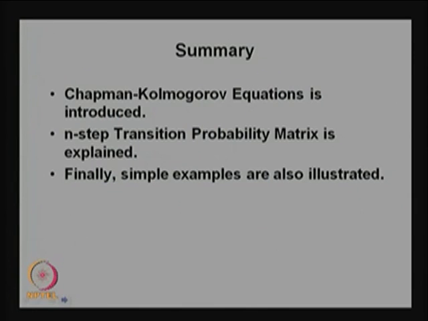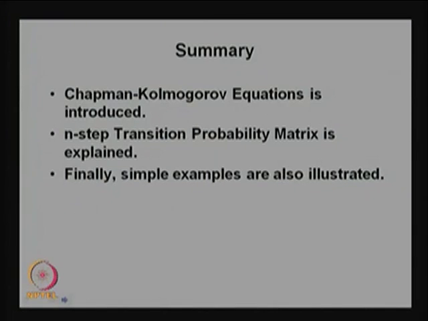So, in this lecture we have discussed the Chapman-Kolmogorov equation, and also the n step transition probability matrix. The n step transition probability matrix can be computed from the one step transition probability matrix by raising it to the power n, and also we have discussed 4 simple examples for explaining the Chapman-Kolmogorov equation and the n-step transition probability matrix.